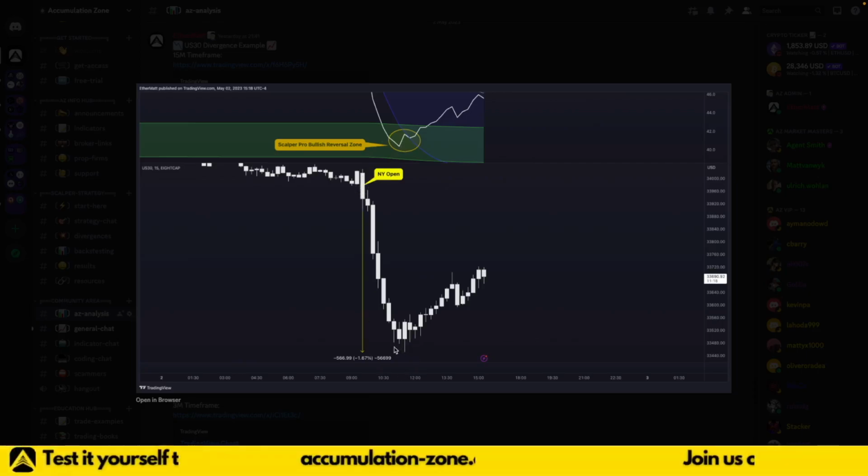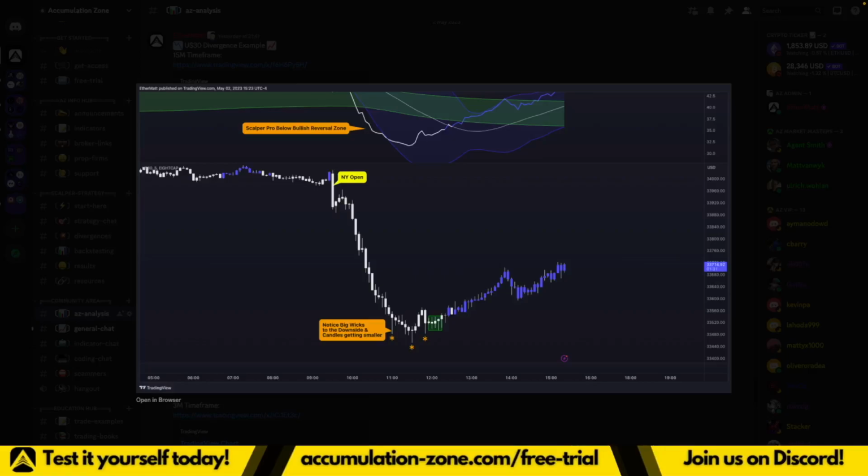We dropped roughly 570 pips. That's a quick drop to the downside, and also the ScalperPro was inside the bullish reversal zone. Now if we look at a lower time frame, we went down to the 5 minute time frame right here, and we can see, first of all, don't look at the chart, the ScalperPro is below that bullish reversal zone. That basically tells us that price is super far extended, even below the bullish reversal zone. That's all we want to notice right here on the ScalperPro.